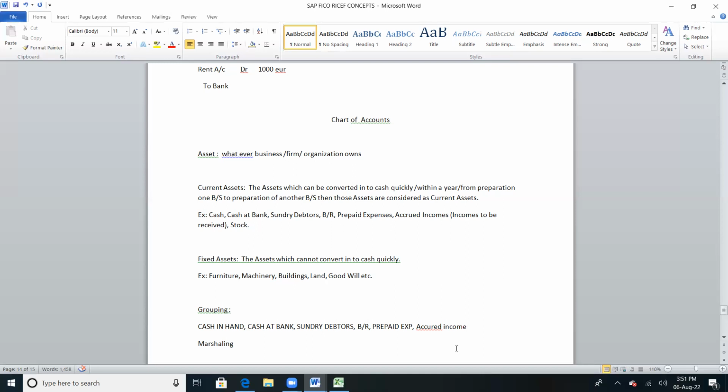So that is called grouping. What do you mean by grouping? Recording similar nature of items under one particular head is nothing but grouping. Is this clear, everyone? Yes, Naveen. Then what do you mean by marshalling? The concept called marshalling.